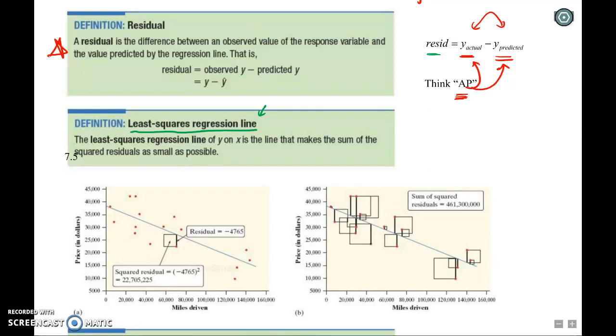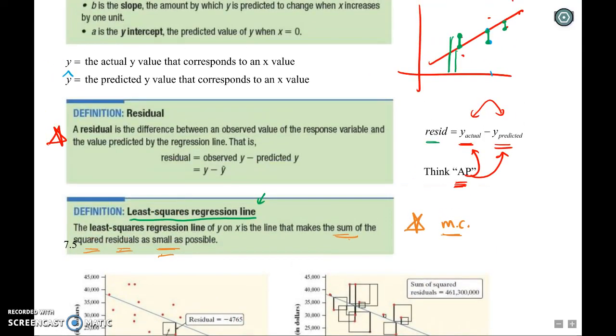We could look at these plots here to try to figure out what this means. Let me read it here. The least squares regression line is the line that makes the sum of the squared residuals as small as possible. That's it. And that's a common multiple choice question, not on the AP test necessarily, but on my test. It's the line that minimizes the sum of the squared residuals. Residuals are my errors. I want to minimize those errors. The least squares regression line minimizes the squares of those errors.